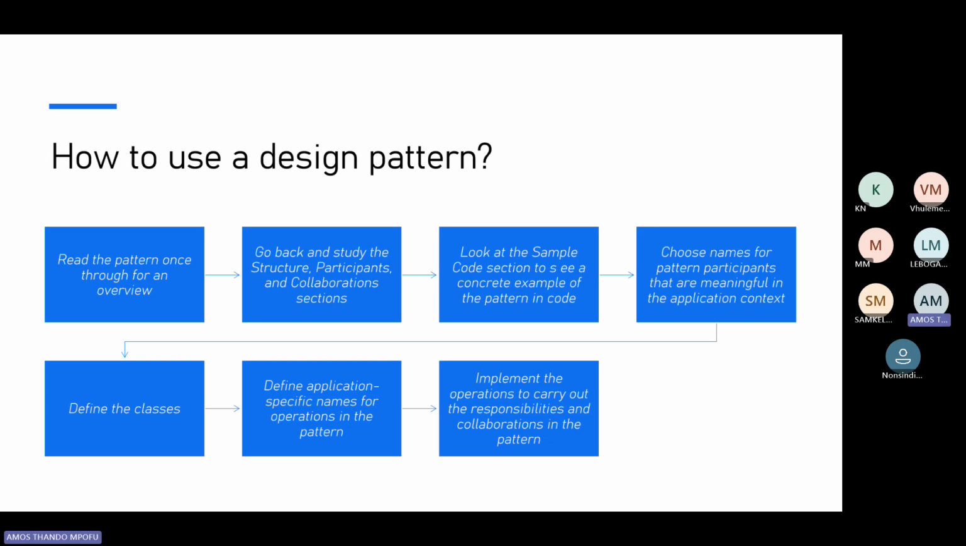Choose names for pattern participants that are meaningful in the application context. What do they mean by participants? The pattern participants. Remember what you talked about: a design pattern is a template. So when you look at the slides, they gave you an example. That means you need to replace those classes with your own classes. That's what they're telling you there. And you need to use meaningful names. Don't just choose random names, choose meaningful names that make sense.